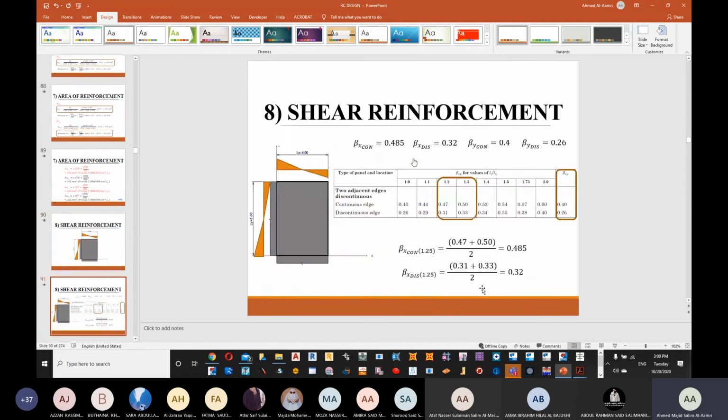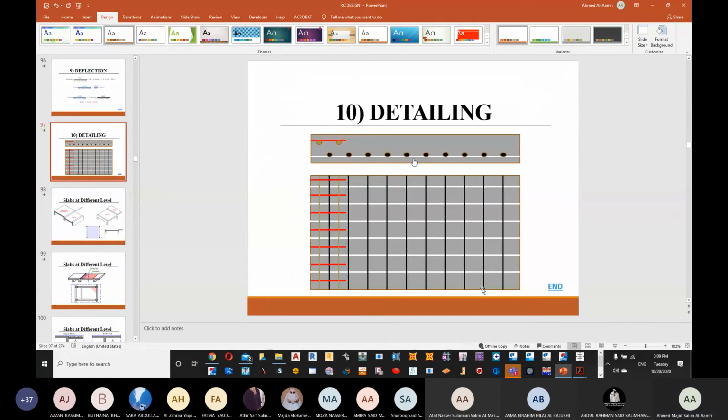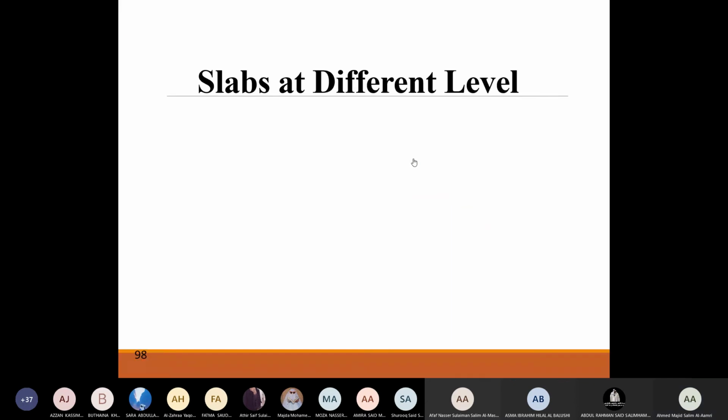Like, for example, this one. Now we call them slabs at different levels. I'll return back to the problem, but I need to finish this one since it's included in your exam, and it's easy for you to score marks for this one. So we have slabs at different levels.